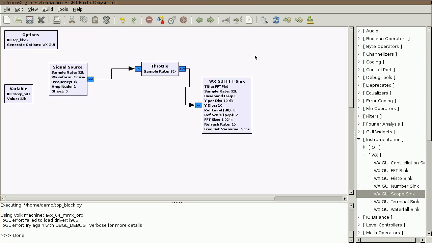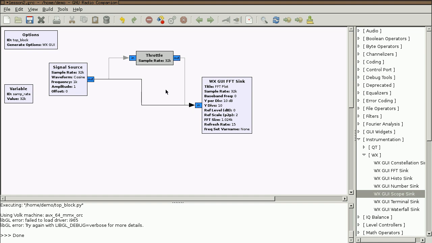Now, the second thing I asked you to do, question 2, was to answer the question: does the flow graph behave differently if you remove the throttle block? Well, one way to do that is to disable the throttle block, but then we have to connect these two directly together to satisfy their input and output.